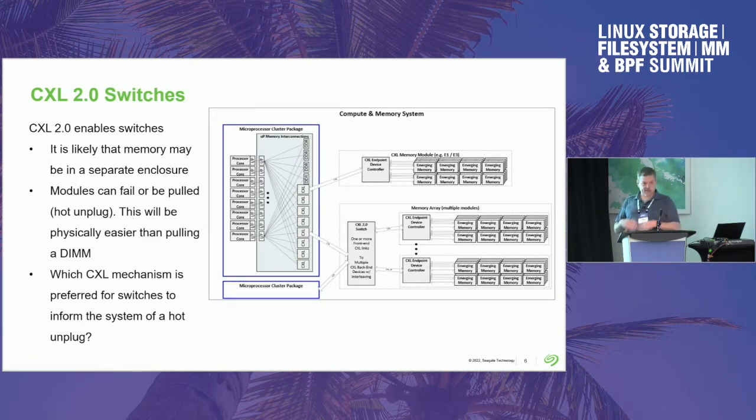Switches: CXL has different versions, and the 2.0 version enabled switches. So this is our emerging memory. We have a device controller. This device controller can either plug directly into the computer or can go through a switch. When you talk about switches, now you're talking about possibly having the CXL memory devices in a different row in the server, and so it takes away a physical barrier.